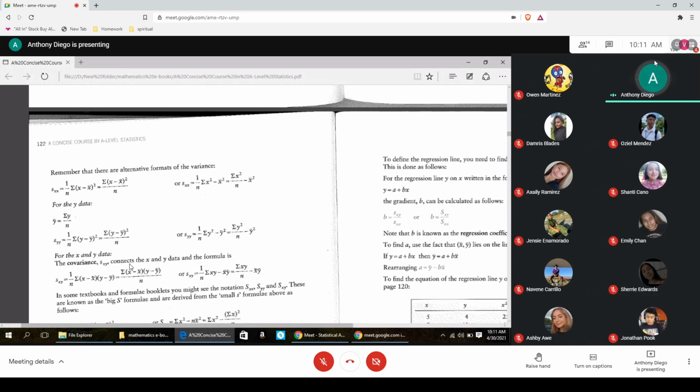Then to find the covariance, which is the combination of the x and y data, that's the reason they call it the covariance. You're going to be multiplying them together. There's a formula for you to do that, which is this one, the summation of xy. So you multiply x and y, then you add them up and put it over the total number that you have. And then this is minus the product of the mean of x and the mean of y.